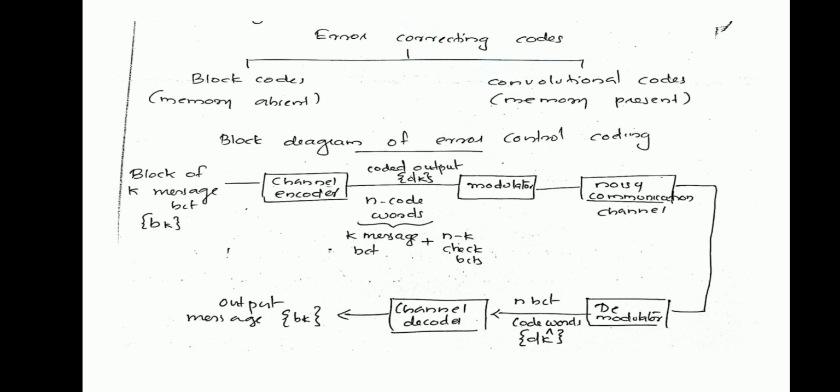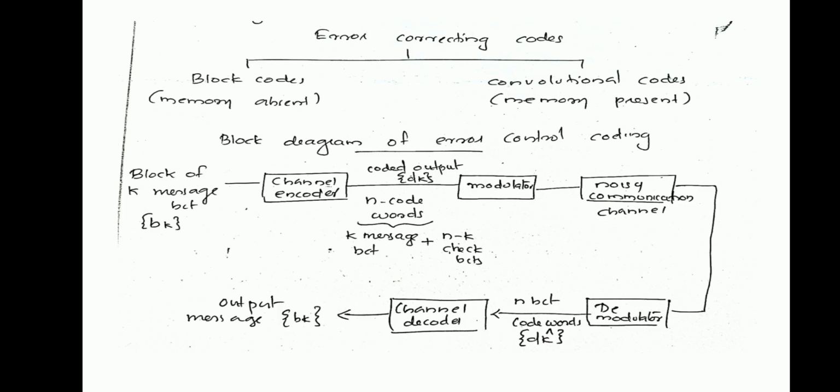Now we can see the block diagram of error control coding. After finding an error, if we detect an error, we need to control that error or correct that error. So we can see how this error control coding works.